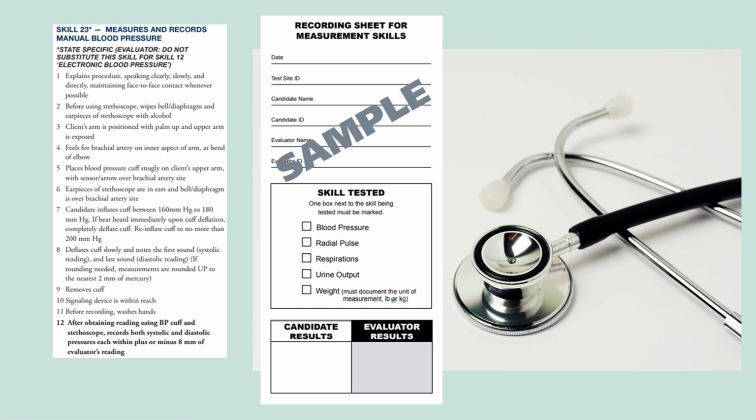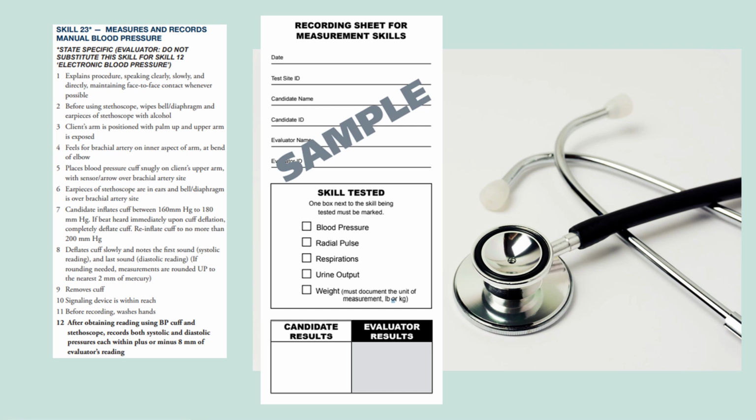Step 7 requires the cuff be inflated between 160 and 180. If a beat is heard immediately upon cuff deflation, completely deflate the cuff. Reinflate the cuff to no more than 200. If the candidate inflates the cuff above 200, the evaluator will call a safety stop. A safety stop means that the candidate is not allowed to continue the manual blood pressure skill and must stop the blood pressure skill and steps and move on to the next skill.